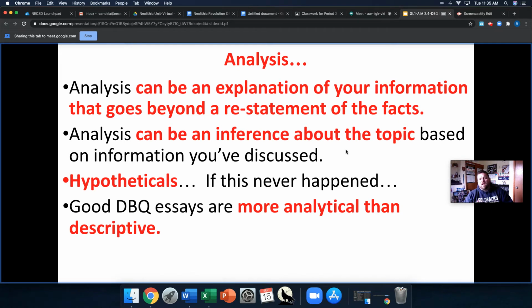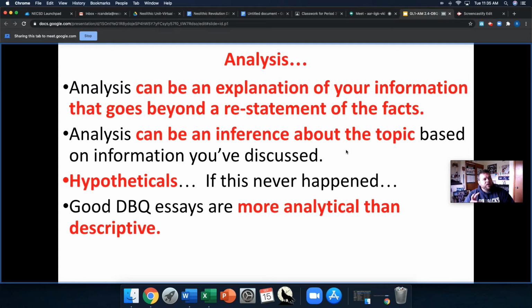And we'll talk a lot more about analysis. And it is by far the hardest part of writing a good DBQ essay. So it is something that we will work together on. In the early stages, it is something that I will help you through. I have a ton of analysis sentence starters, and we will talk more about it. But the important thing to understand is what New York State explains to people that grade the Regents is that good essays are more analytical than descriptive.